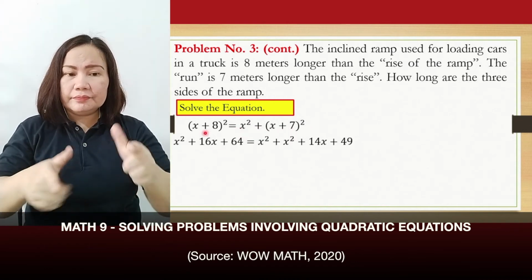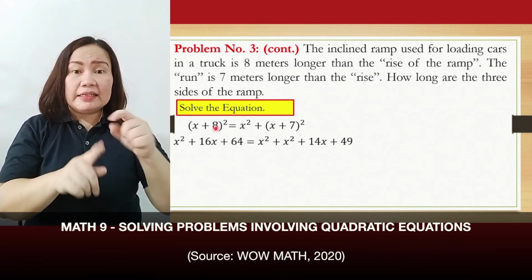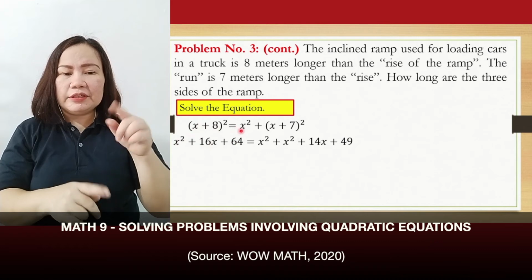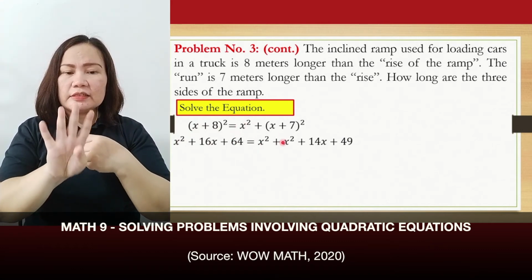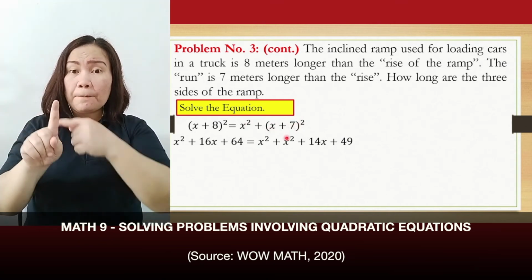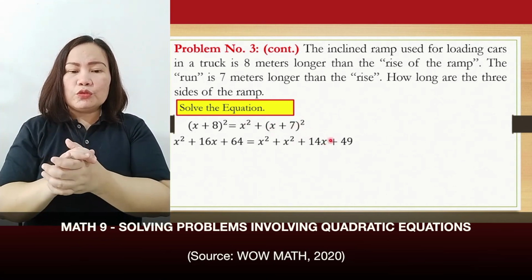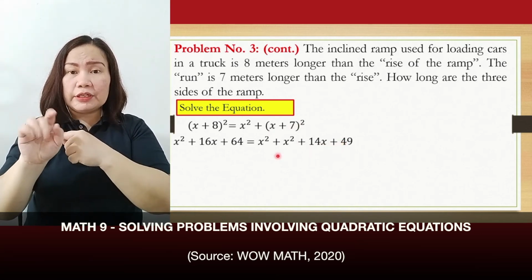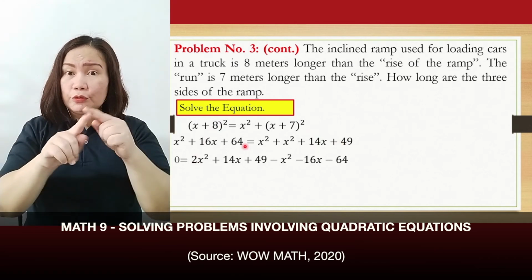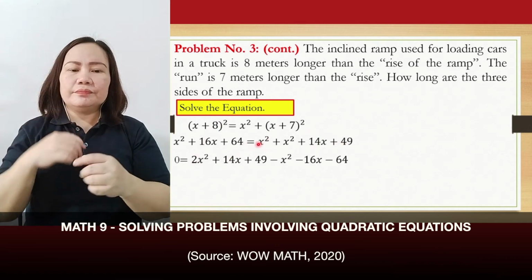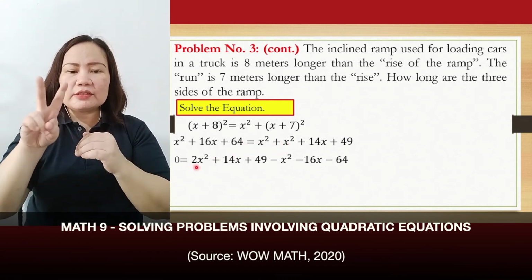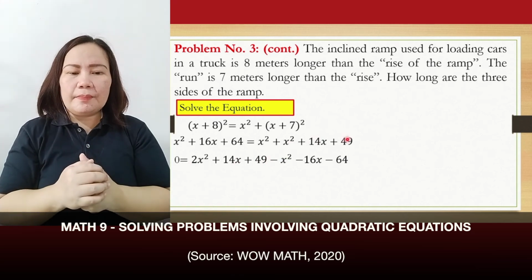Okay, so let us expand this square of binomial. So, we will have x squared plus 16x plus 64 is equal to x squared plus, let us solve for the given square of a binomial, so that is x squared plus 14x plus 49. Okay? Now, what will we do? We will transpose, moving everything from left to right. So, since this is x squared and x squared, we can combine these two. So, that is 2x squared plus 14x plus 49.